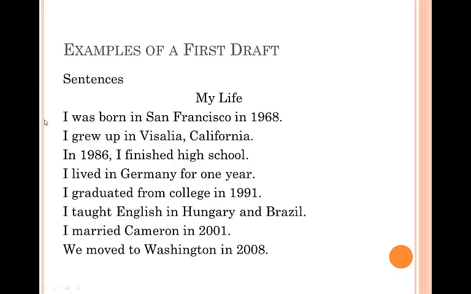So for example, here are my sentences. My life. I was born in San Francisco in 1968. I grew up in Visalia, California. So notice I added California because most people don't know where Visalia is. In 1986, I finished high school. I lived in Germany for 1 year.